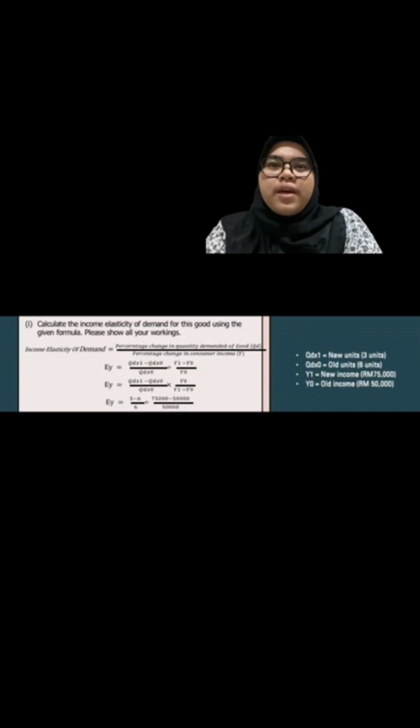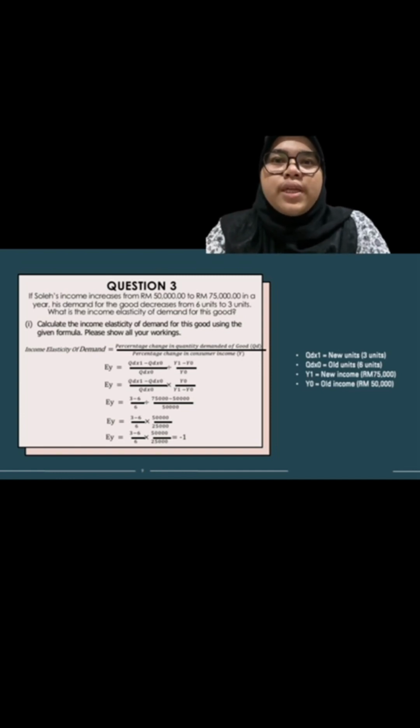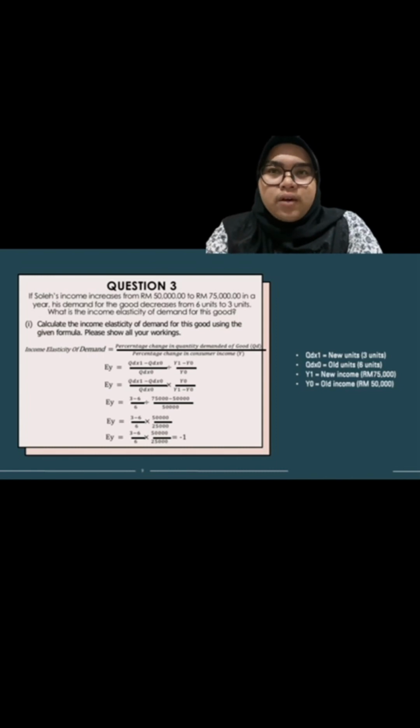Question 3.2: If Solih's income increases from 50,000 to 75,000 in a year, his demand for the good decreases from 6 units to 3 units. What is the income elasticity of demand for this good? Calculate the income elasticity of demand for this good using the given formula, and please show all your workings.